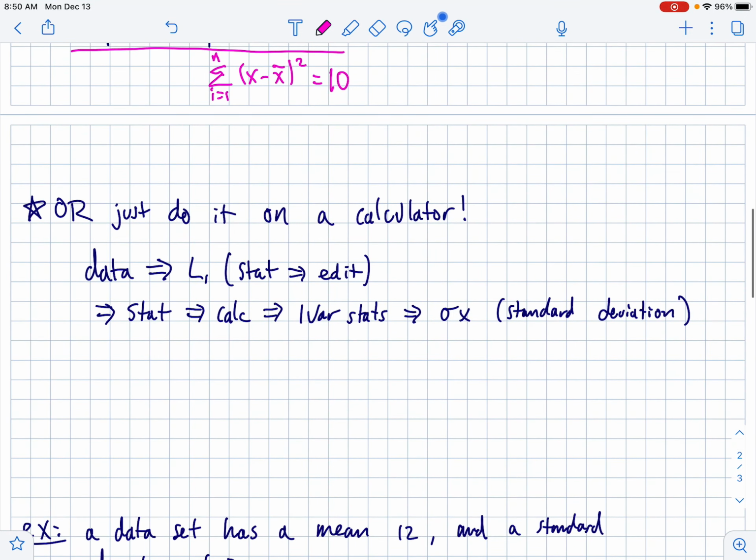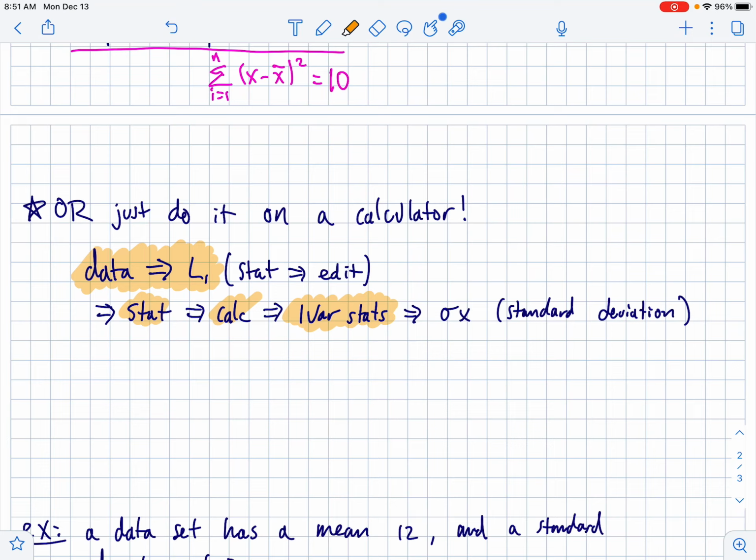But just like everything in the statistics unit, you can do it on a calculator. The way you do this is you put all your data into L1, which I've showed you guys in other videos. You hit stat and then edit, and you put all your data in L1. If there's already data in there, you can clear it by highlighting L1 and then hitting clear and then pressing the down arrow. Once you've got your data in L1, you can hit stat again, calc, and then 1-var stats. You are familiar with this because we've done 1-var stats to find the quartiles and things like that.